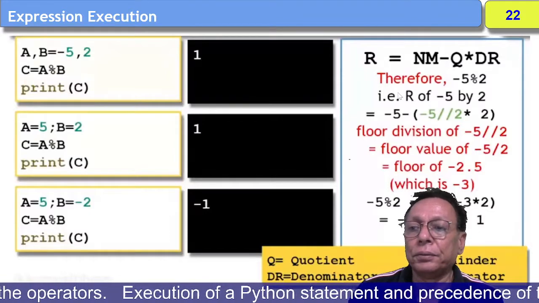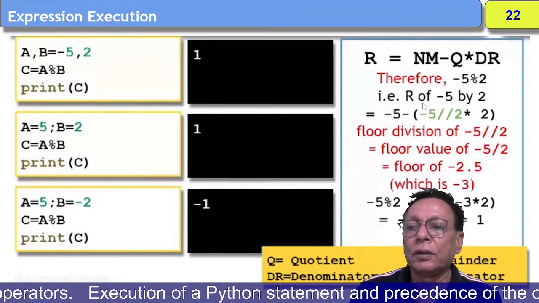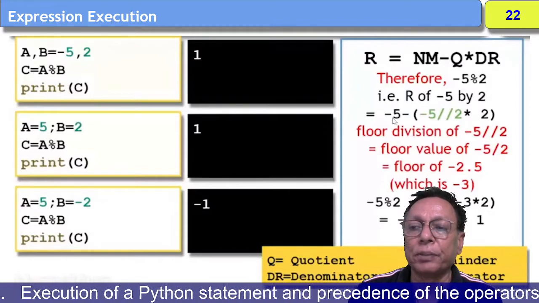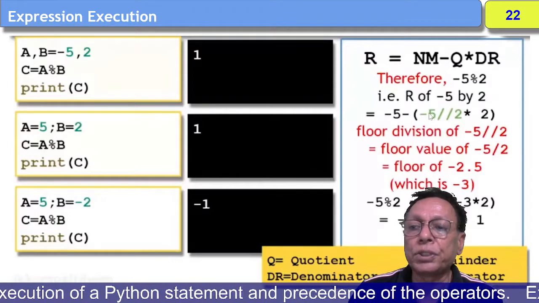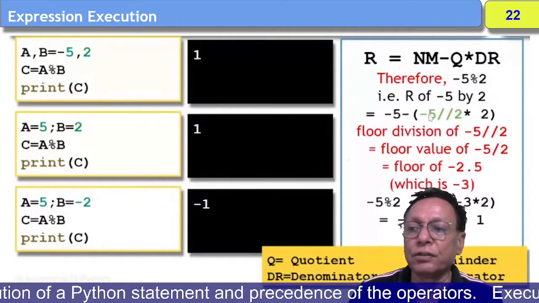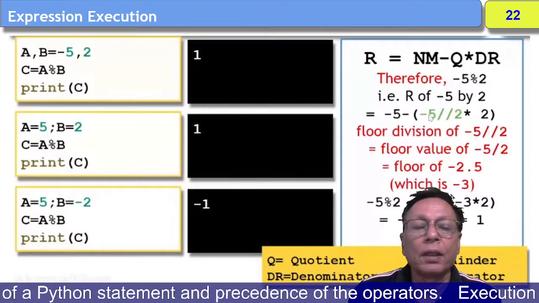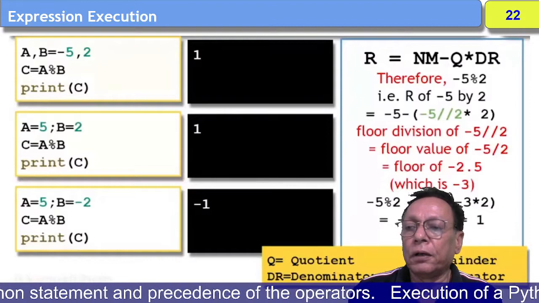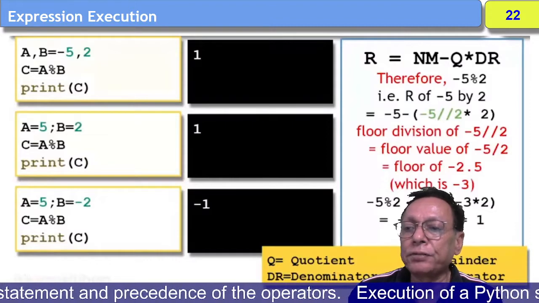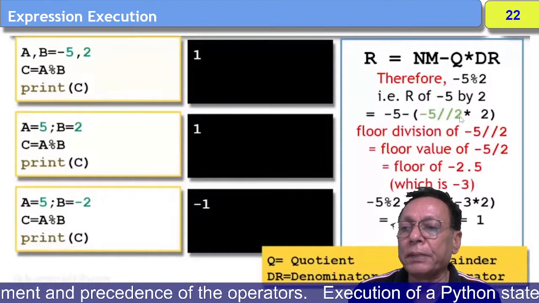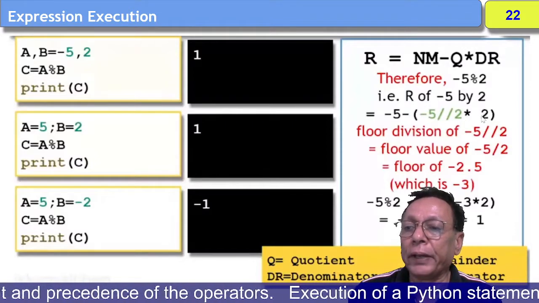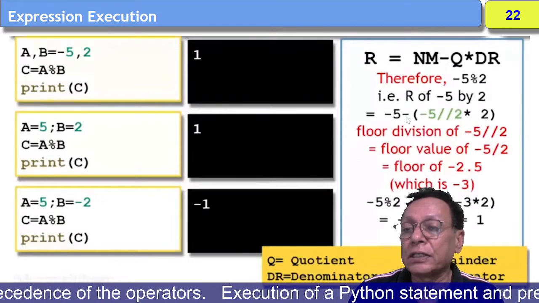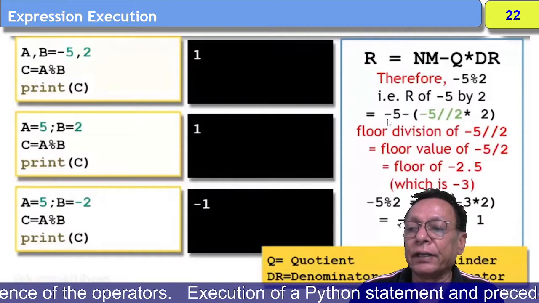-5 modulo 2. So this is the relation. Put -5 here. So this is numerator minus quotient times denominator. Quotient means floor division. So -5 floor division 2 will give you -3. So -3 multiplied by 2 will give you -6, and -6 multiplied by -1 will give you plus 6, and plus 6 minus 5 will give you 1.